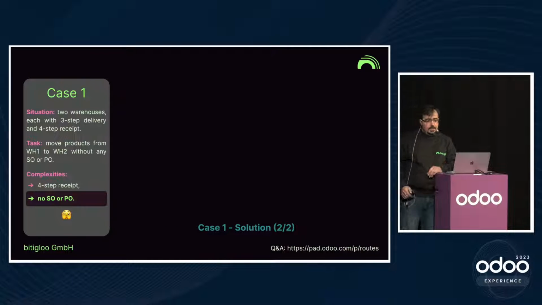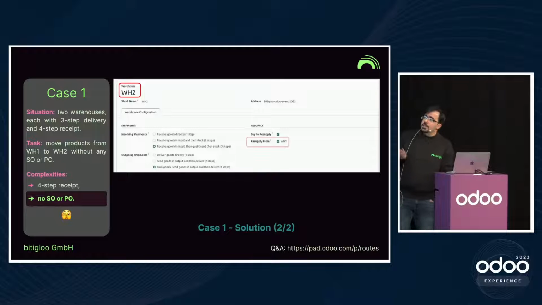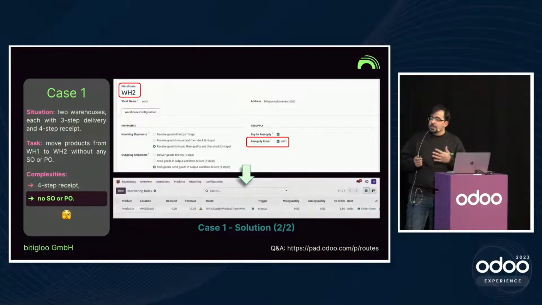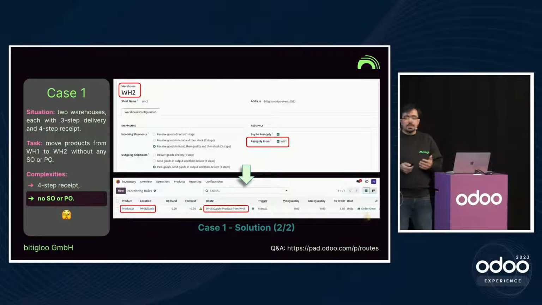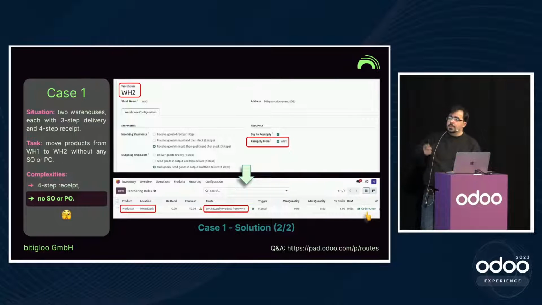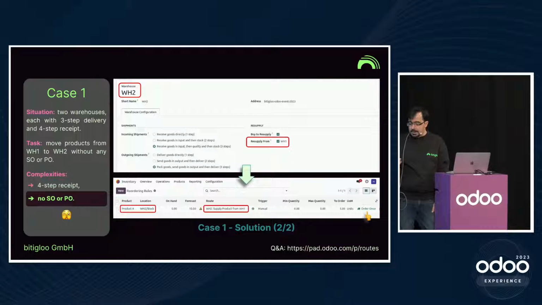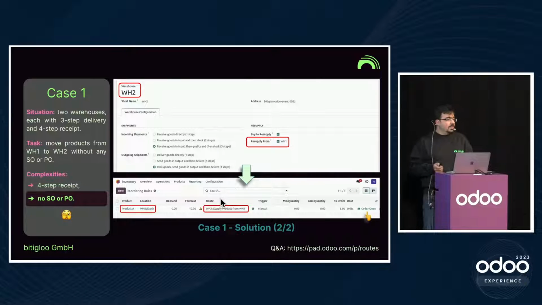And then for the complexity of doing this without a sale order or purchase order, it's very easy. You just go to warehouse 2, and you have this option here. When you activate this option, Odoo will automatically generate some new routes for your inventory. In the next step you can simply use the replenishment or reordering rule, select your product, the location, and the route which is generated by Odoo, which you can see here, and then at the end just order it once. That's it. It's very simple.